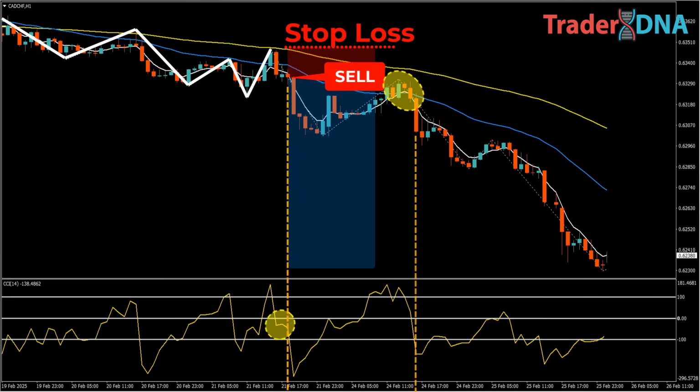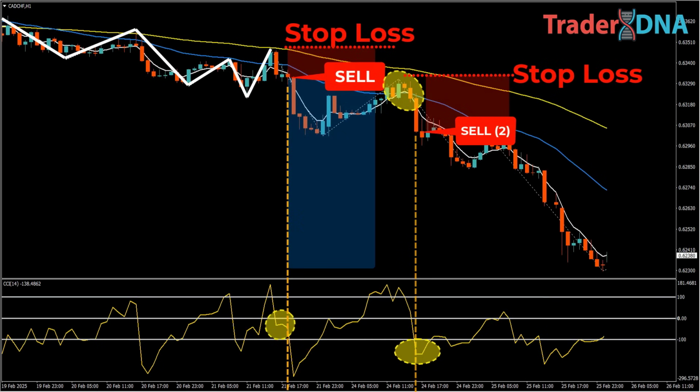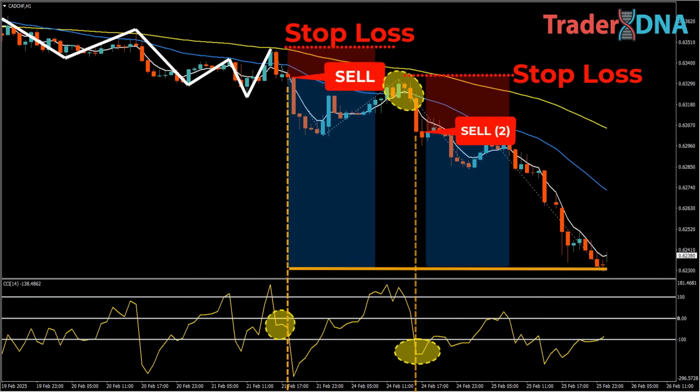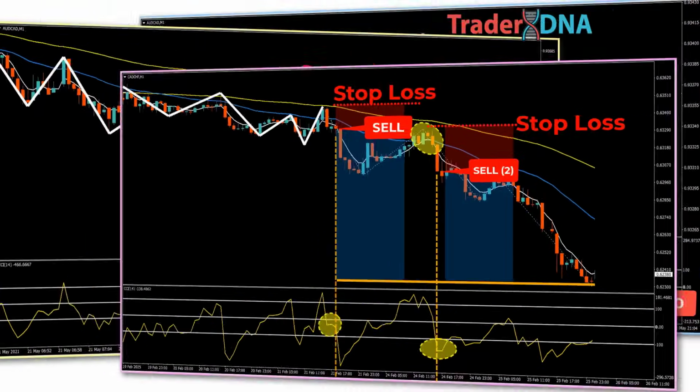And right here, another perfect secondary sell entry, this time with a stop loss above the nearest swing high. And just like before, boom, price drops aggressively, delivering yet another winning trade.